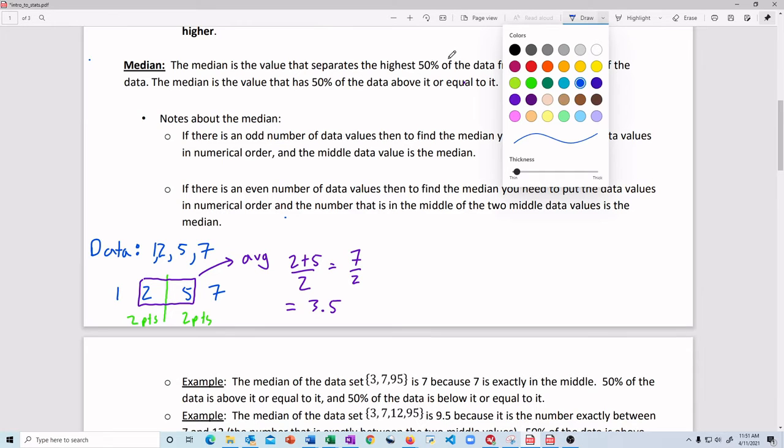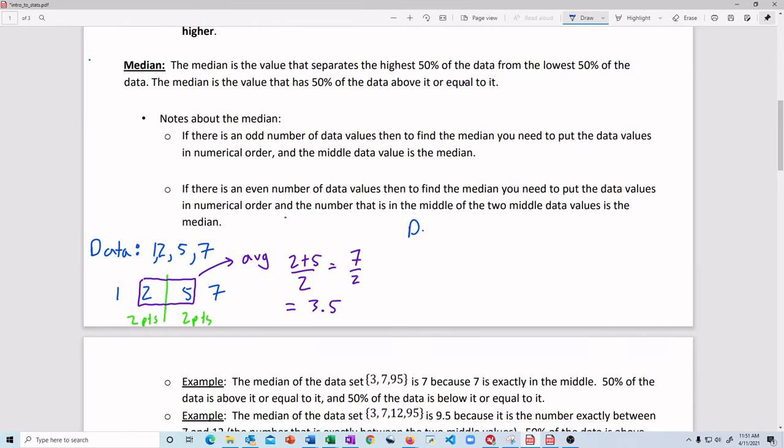So here we go. We're going to try this other data set. So remember, my data set before was 1, 2, 5, 7, but then I made it 1, 2, 5, 50. Okay, so how does the median work? Same thing. 1, 2, write them out, 5, 50.